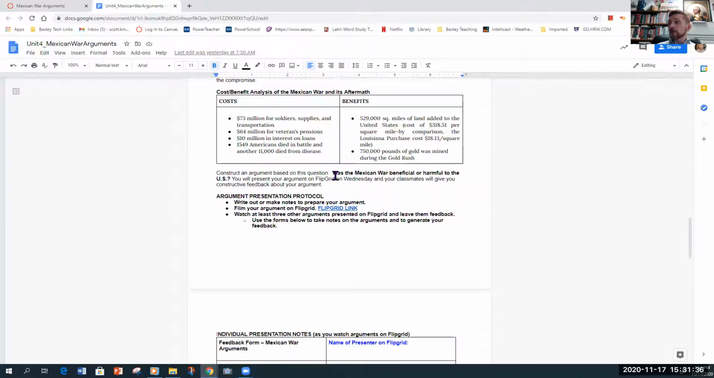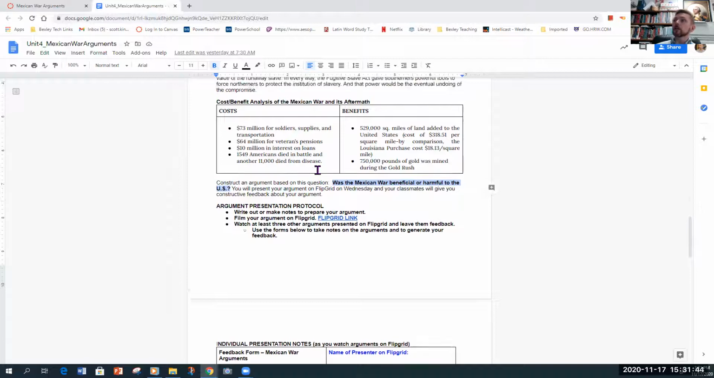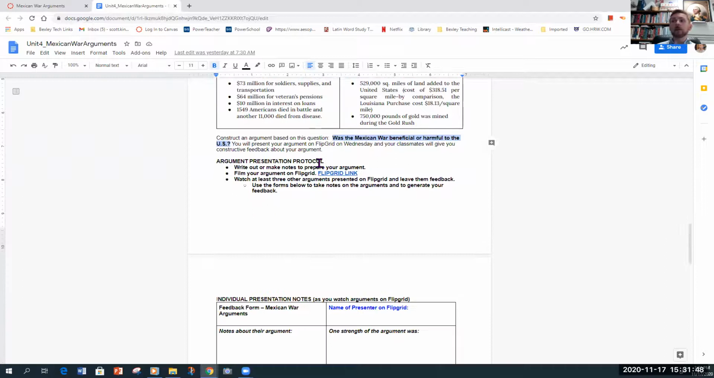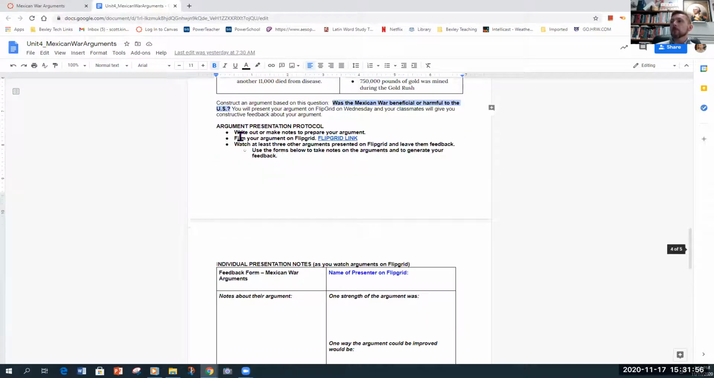After you look at all this, you just need to decide, was the Mexican War beneficial or was it harmful to the United States? Using all of this information, what argument could you make about the usefulness or the harm caused by the Mexican War? You might want to write out your argument or have something in front of you that you can sort of read off of, like some notes that you can use. And then when you're ready, go to Flipgrid and record your argument.